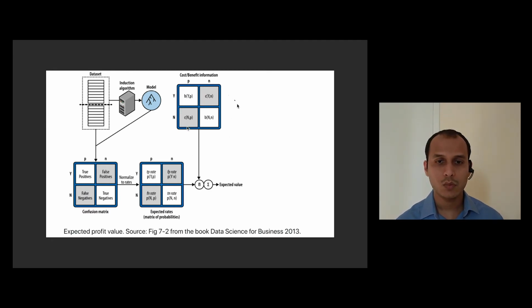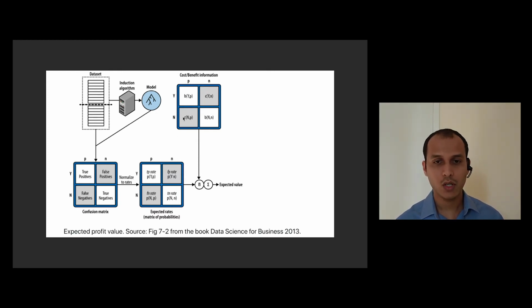Now, what we also want is cost-benefit information, and it's also going to be a 2 by 2 matrix, and each of the 4 cells will have a number. It just says, if the ground truth was actually they will buy, and I predicted that they will buy, how much is it going to benefit me? There's going to be some score, let's say plus $100 or something. Similarly, there will be three other numbers.